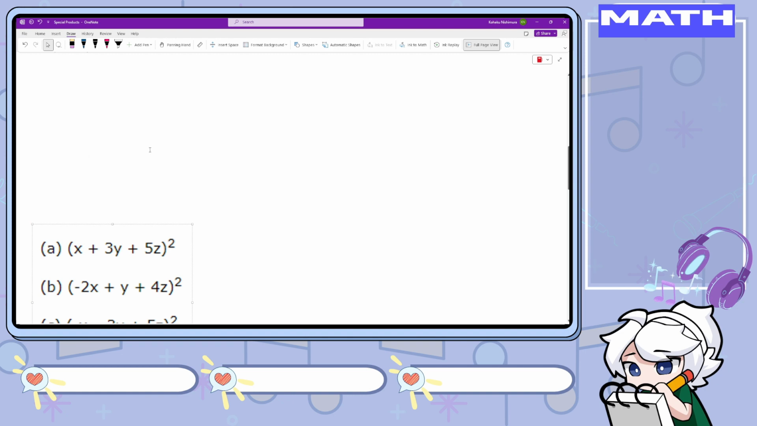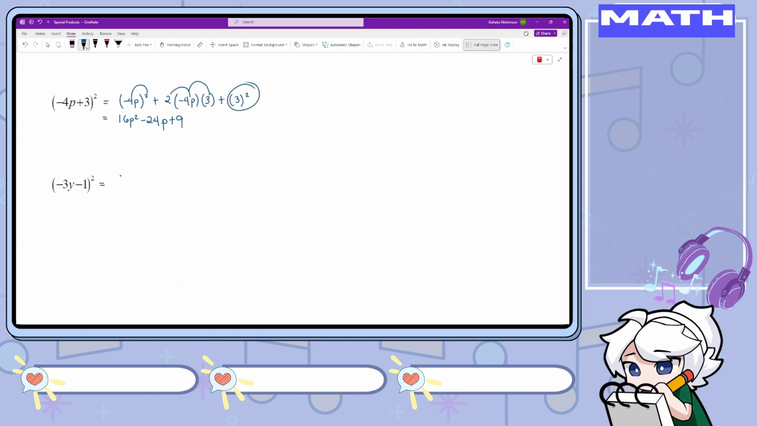Last but certainly not least, we square the first term, negative 3y, squared, and then we add 2 times the first term times the second term, and then we square the last term. Now let's see. Negative 3 squared is positive 9, and then we write y squared, and then 2 times negative 3 is negative 6, but times negative 1 is positive 6. We maintain y, and then the square of the last term is positive 1.